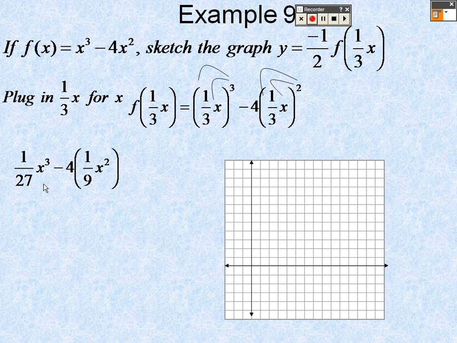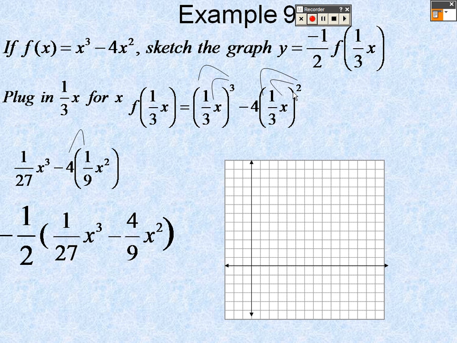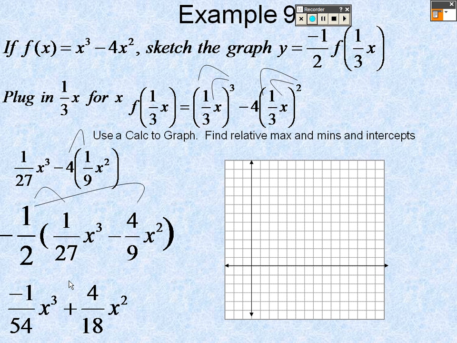And when I do that, that gives me 1 over 27. And when I take that squared through, I end up getting an x squared now, just like I got an x cubed here, but now that's 1 over 9. And when I push it together, that is 4/9. However, I still have to multiply that by a negative 1/2. So I multiply that whole thing by a negative 1/2, which now gives me a negative 1 over 54x cubed plus 4 over 18, because negative times a negative is a positive. 1 times 4 is 4. 2 times 9 is 18x squared.